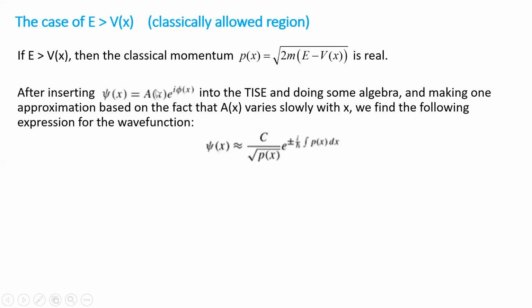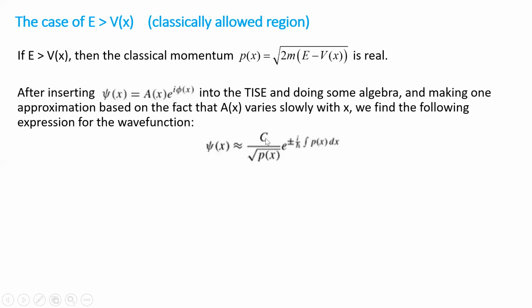So this is real. And then after inserting our WKB assumption, psi of x is A of x e to the i phi of x into the TISE, doing some algebra and making one approximation, based on the fact that A of x varies slowly with x. And you can check the text for this. It has to do with ignoring the second derivative of A with respect to x, because it's varying so slowly that the second derivative can be ignored. Anyhow, we find the following expression for the wave function after some algebra and an approximation.